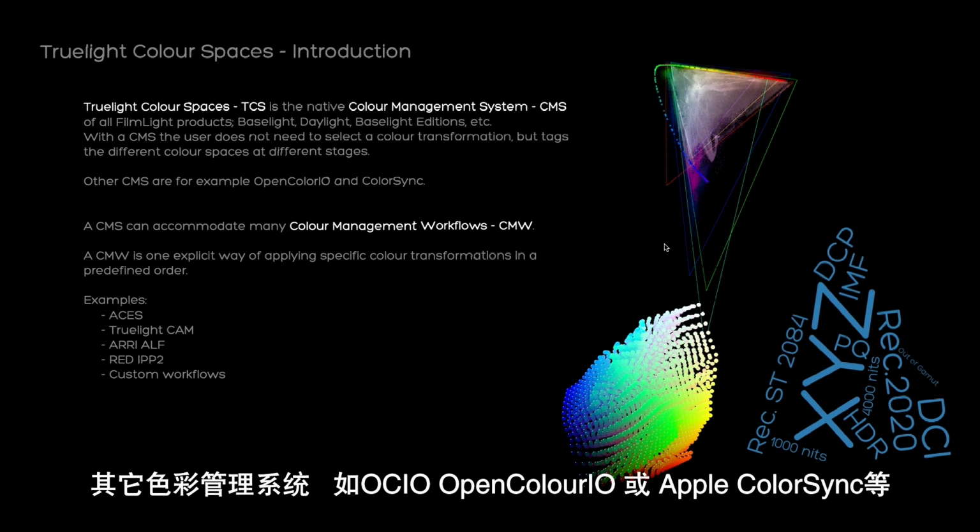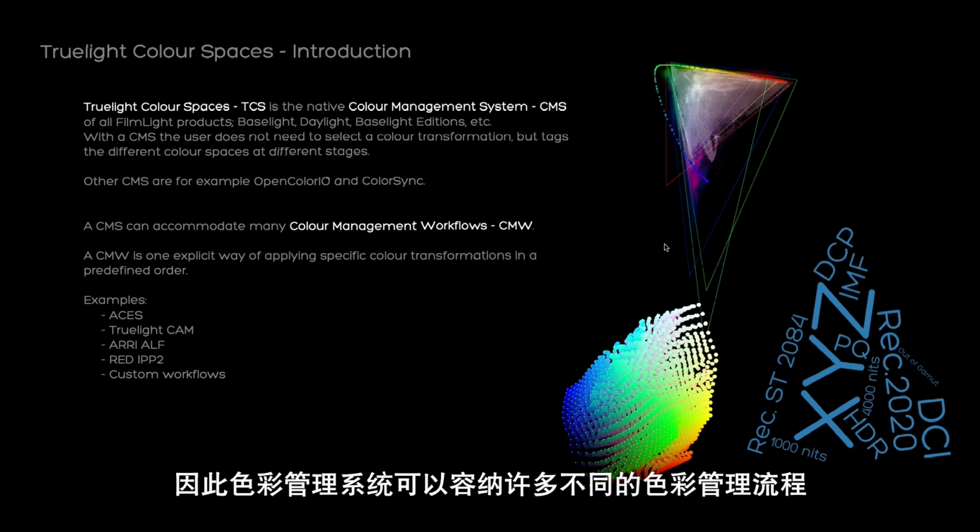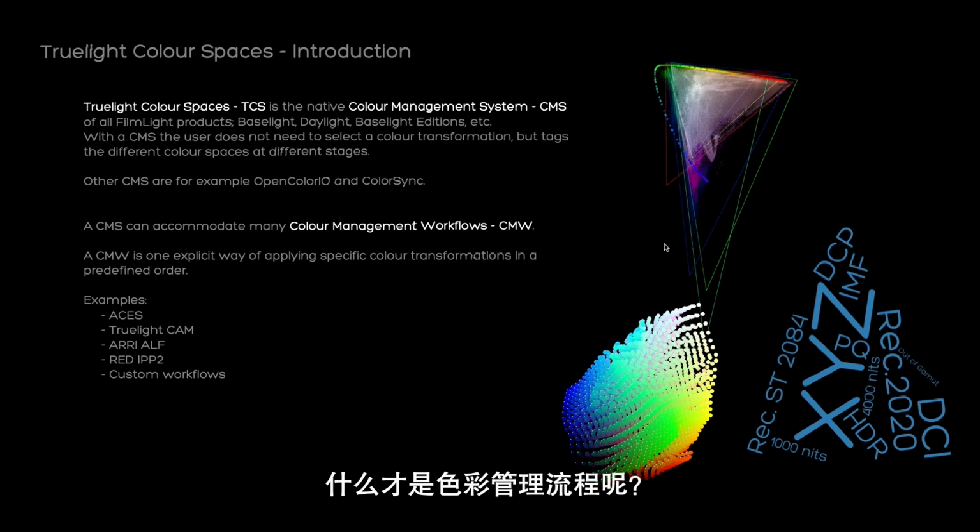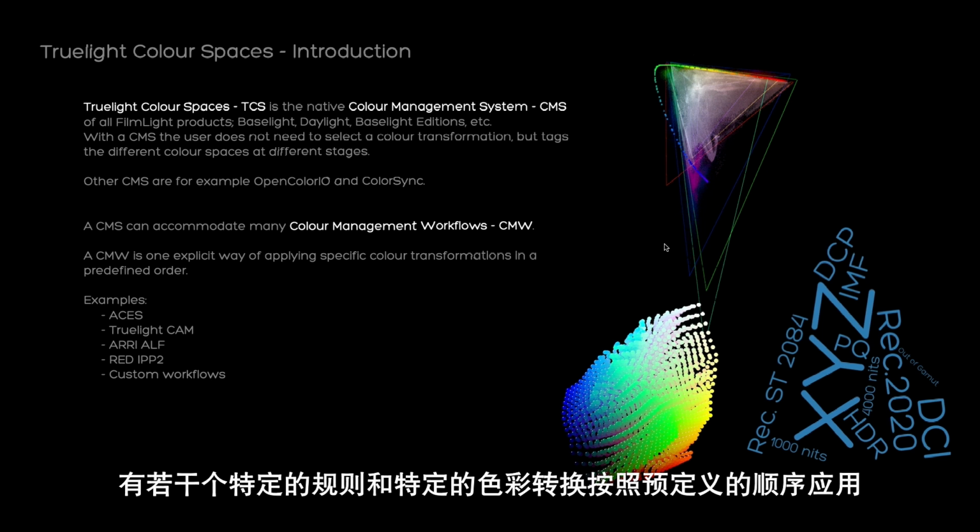Other color management systems are, for example, OCIO, OpenColor.io, or Apple ColorSync. So a color management system can accommodate many different color management workflows. And what are color management workflows? These are specific sets of rules and specific color transforms that are applied in a predefined order.